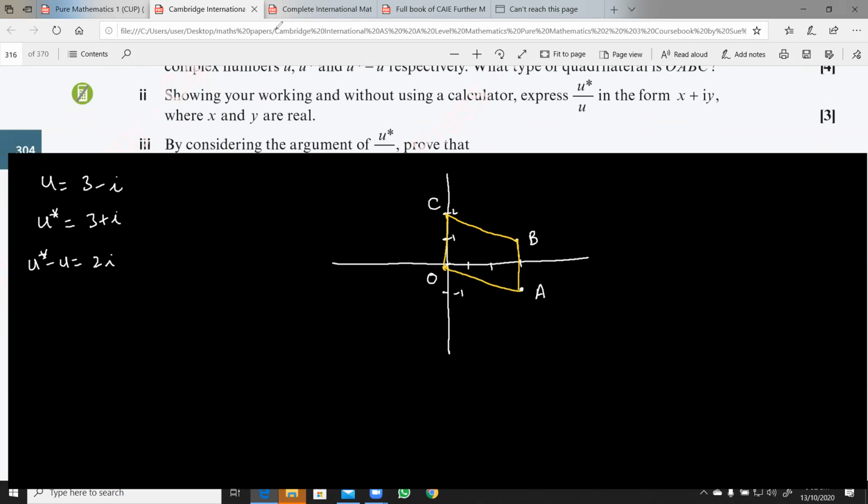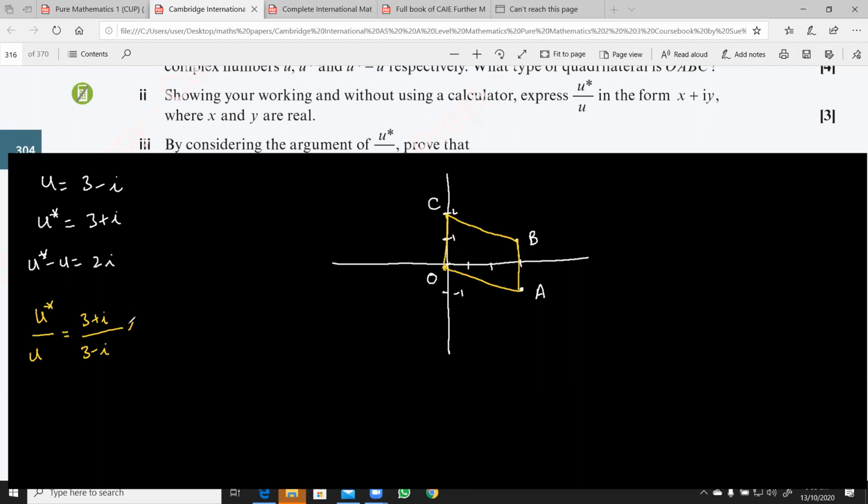Now let's see what is the next part. It says showing your working, and without using a calculator, we have to write this u star over u in the form of x plus iy. So that is a very simple kind of thing. So this u star over u. This is the most frequently asked question in your past papers, where you have to write a fraction in x plus iy form. This is 3 plus i over 3 minus i. So what should I do?